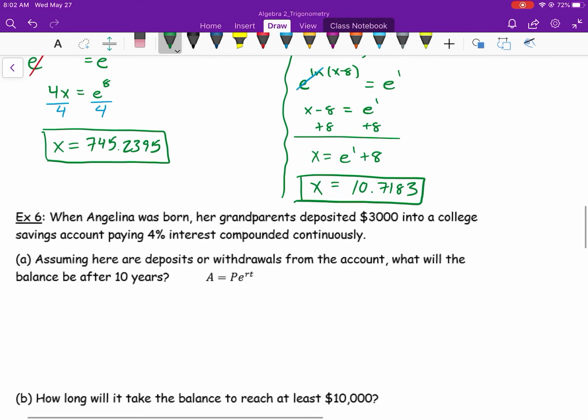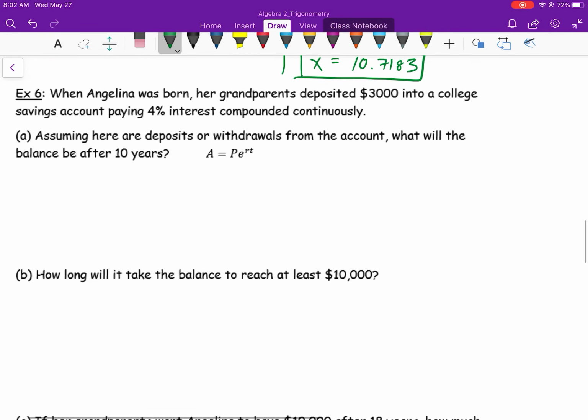All right, so finishing up on the little word problem. When Angelina was born, her grandparents deposited $3,000 into a college savings account, paying 4% interest compounded continuously. Assuming, typo, there are no deposits or withdrawals from the account, what will the balance be after 10 years? So this is money just sitting in the account, compounding on itself, nothing's being added.